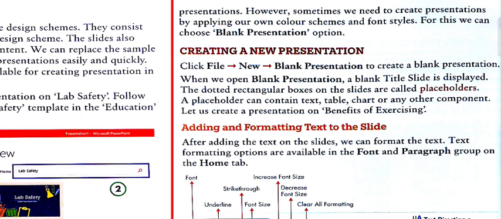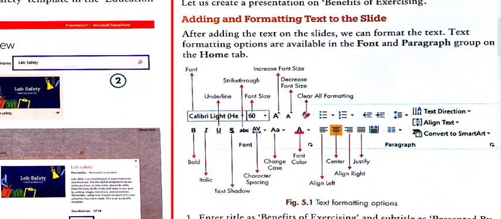When we open a blank presentation, a blank title slide is displayed. The dotted rectangular boxes on the slide are called placeholders. A placeholder can contain text, tables, charts, or other components. Now, adding and formatting the text on the slide.